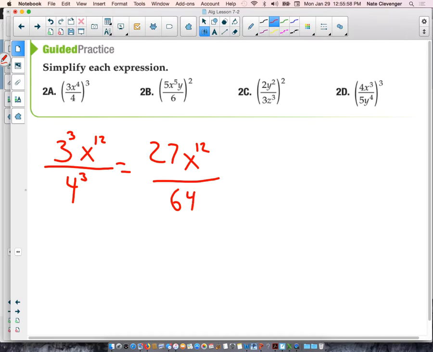Do those two reduce? Yes, by 2? 27 is not an even number, so it's not by 2. 3 doesn't go into 64. Do you remember what the divisibility test for 3 is? If you add the numbers together and the sum is divisible by 3, then you can do it.